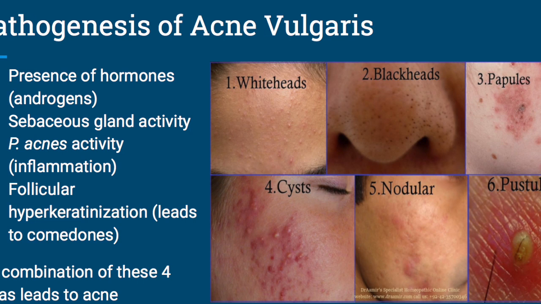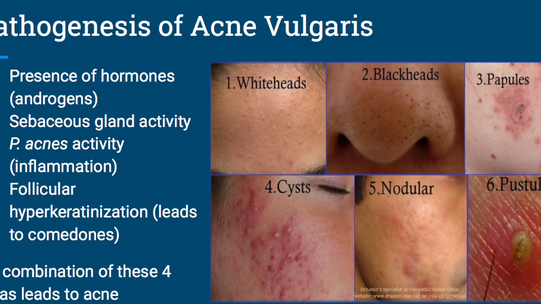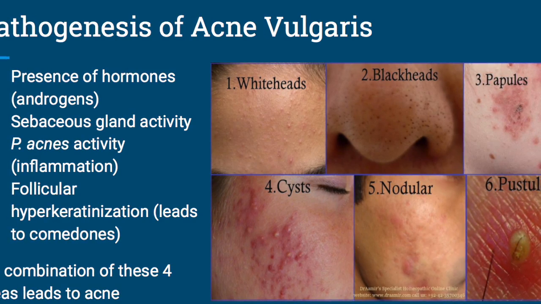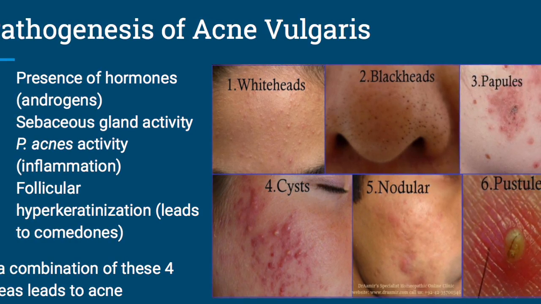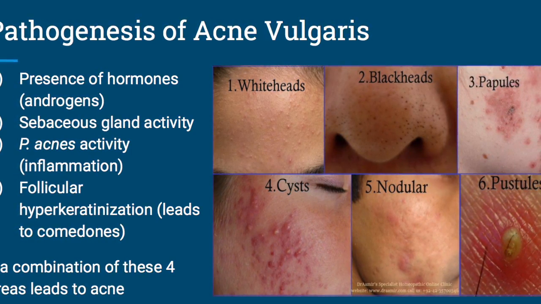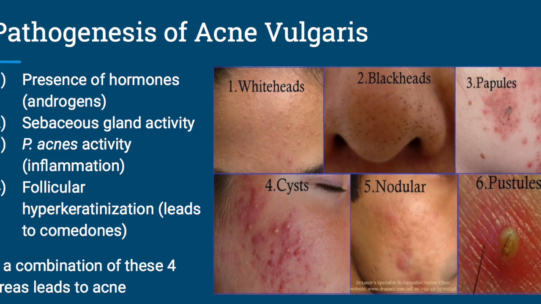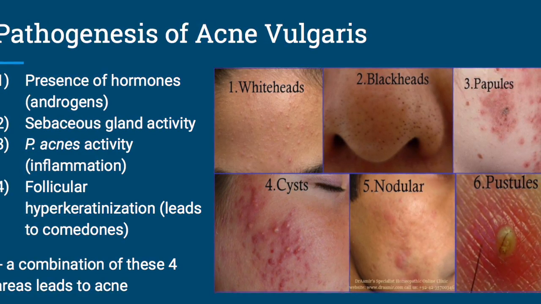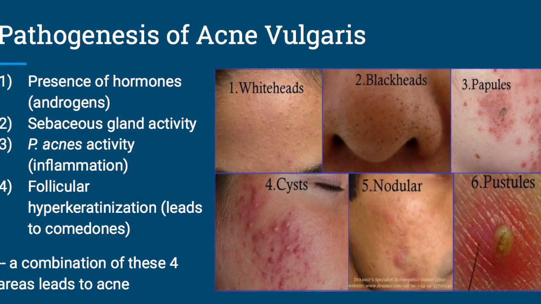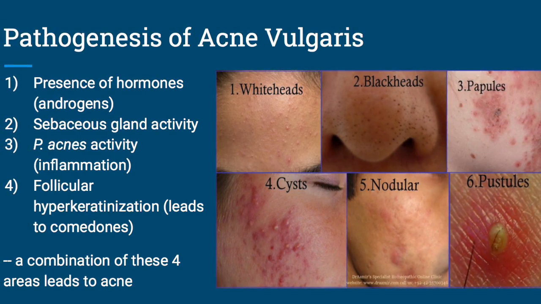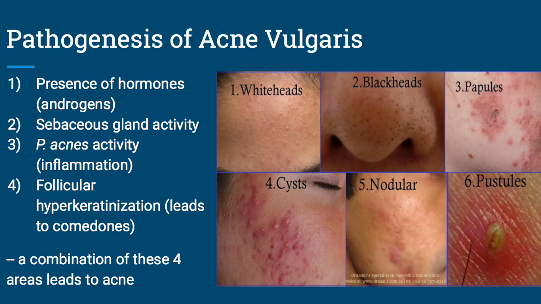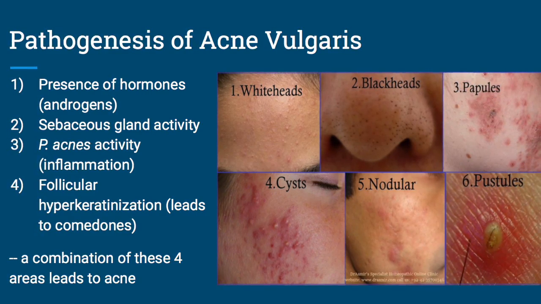So we just finished going over the different steps that cause acne. Now we're going to go into the pathogenesis of acne, which is closely tied to what we just went over. So the different steps would be the presence of hormones, which are androgens, sebaceous gland activity, activity of P. acnes, which leads to inflammation, and follicular hyperkeratinization. This leads to different comedones. So it's a combination of these four things that leads to acne.